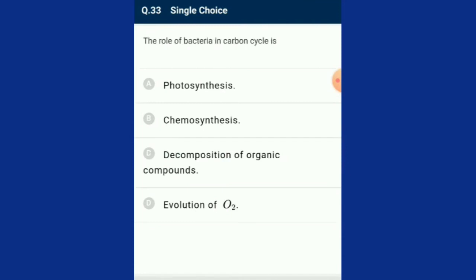Question number 33. The role of bacteria in the carbon cycle: bacteria are decomposers that break down organic compounds. They decompose plant and animal waste products and return carbon back to the environment. So the answer is option C, decomposition of organic compounds.